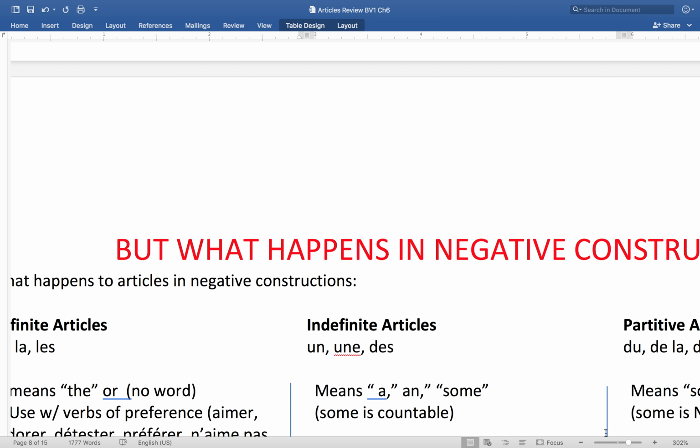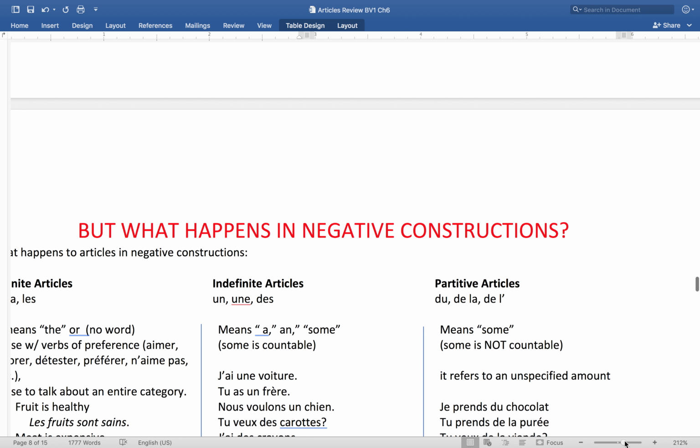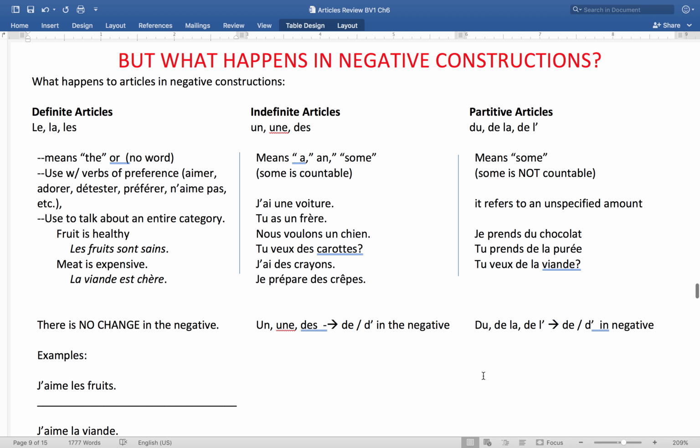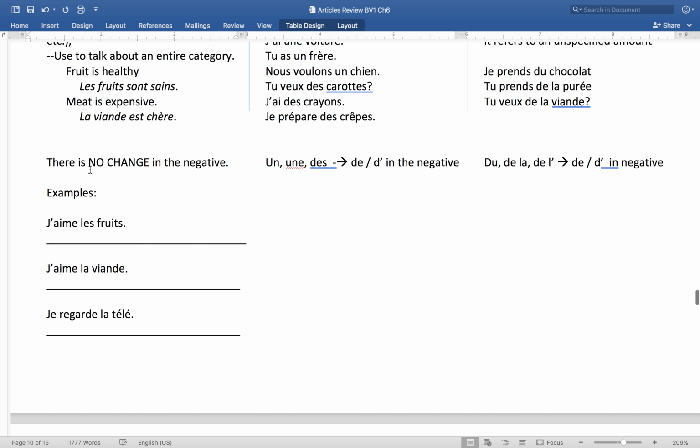Here's the real question. What happens in a negative construction? Now, going way back when you first started learning French, you learned that, well, with a definite article like le, la, les, in a negative construction, there is no change. So you say j'aime les fruits, and how do you say that in the negative? J'aime la viande, if you want to turn that sentence into something negative. What changes? What does it look like?